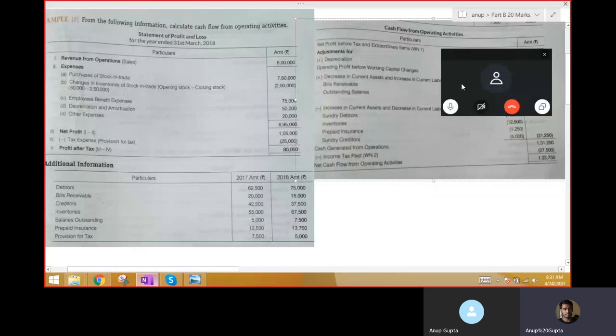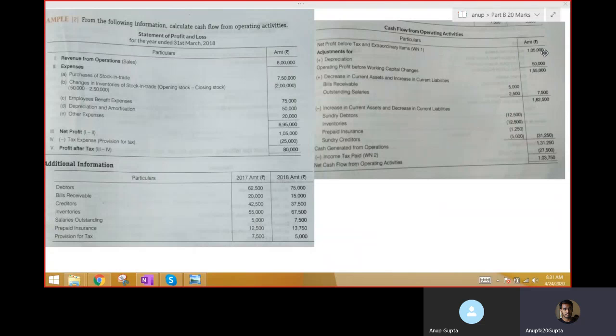So, hello students. The next question that we are going to solve is on operating activity. What we have seen previously is that in the question, a balance sheet is given, a notes to account is given, and additional information is given. But in this question you don't see any balance sheet given.